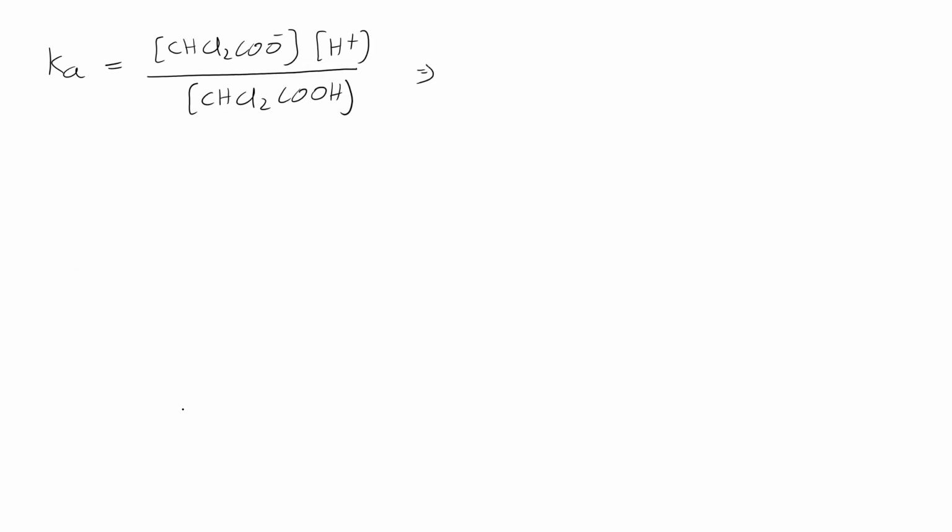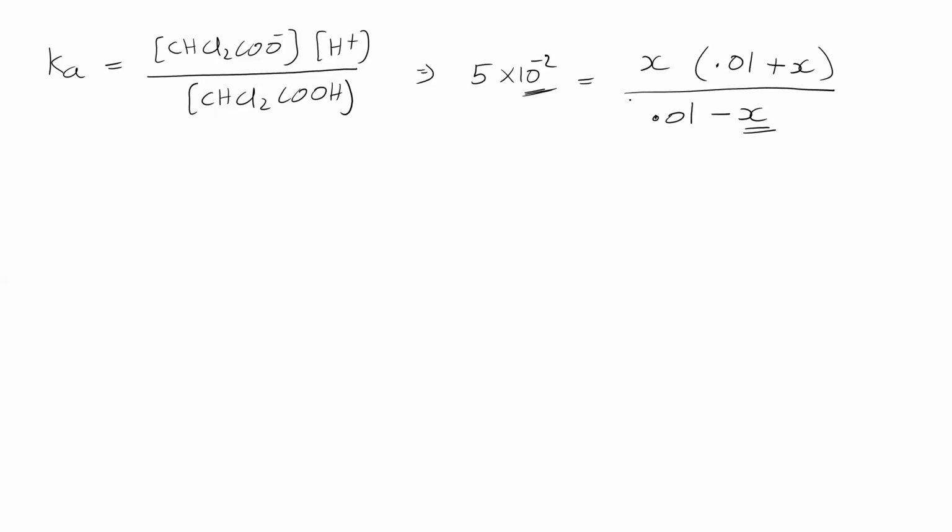Now let us substitute the values. Ka value given is 5 into 10 power minus 2. Dichloroacetate ion is X molar, and H plus concentration we said 0.01 molar plus X. Then concentration of dichloroacetic acid we said 0.01 minus X. Here can we neglect this X? Don't neglect X, because the equilibrium constant is 10 power minus 2. Therefore don't neglect X. Go for solving this via quadratic expression.